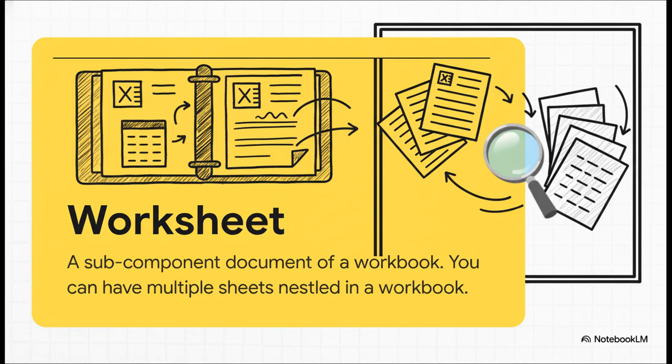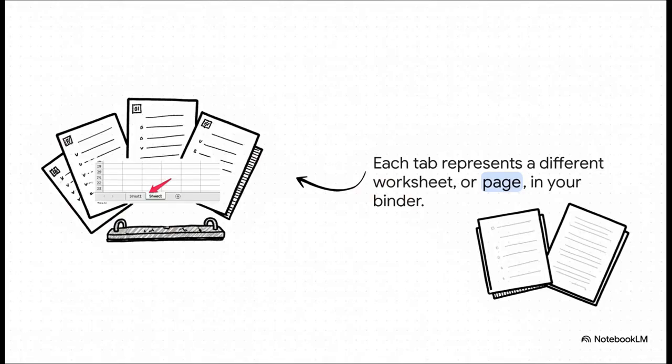Okay, so if the workbook is the binder, what's inside it? Pages, of course. And in Excel, we call those pages worksheets, or a lot of the time just sheets. You can have a whole bunch of different worksheets all tucked away inside one workbook. It's awesome for organizing different parts of a big project. And how do you get to these different pages? Well, you just use the little tabs you see down at the bottom of the screen. Each one of those is a different worksheet. Clicking on a tab is literally just like flipping to a new page in your binder. And whichever one you have open at the moment, that's what we call the active sheet.